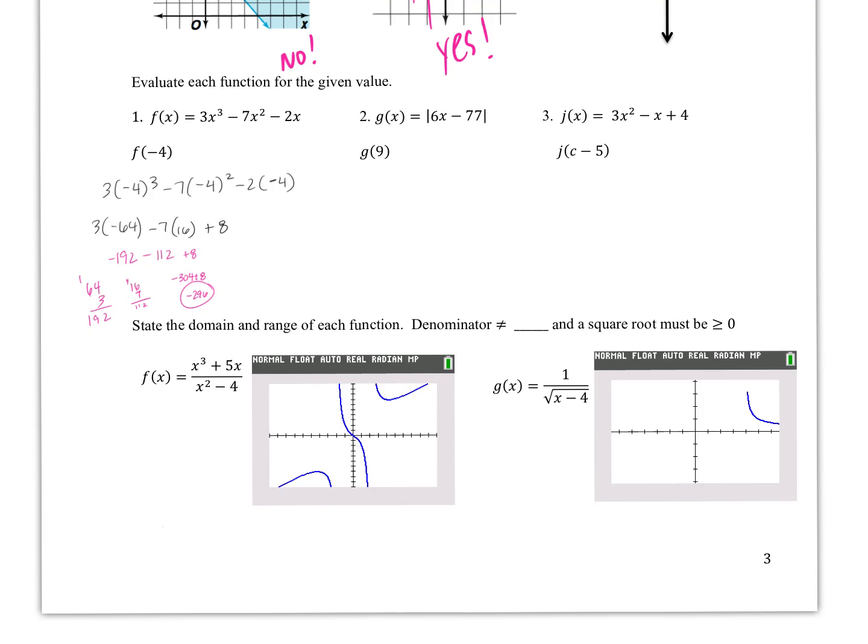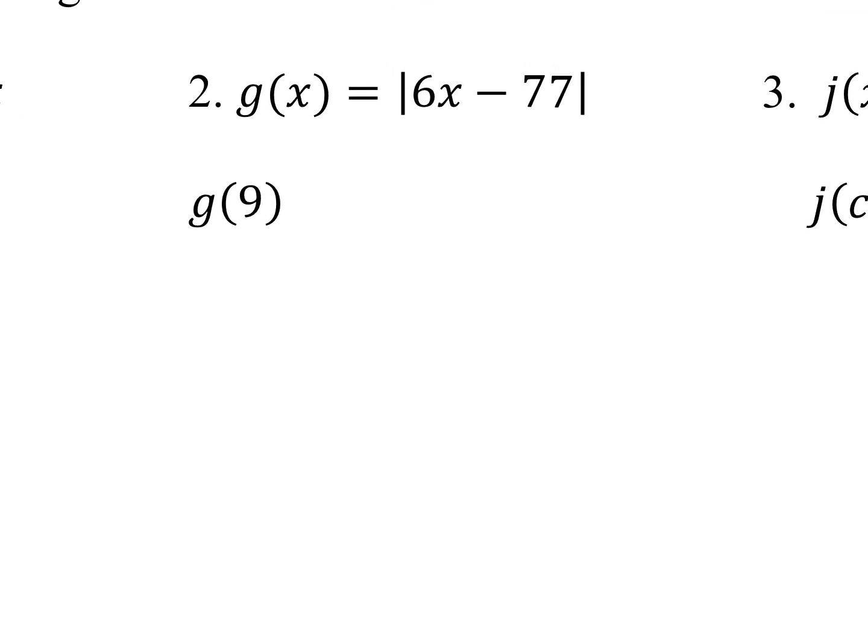So we're on page 3, this second question here. Who remembers what these things are? Absolute value. And what does that do? Yeah, distance from 0. Nice. What is the answer always going to be? It's going to be positive, right?